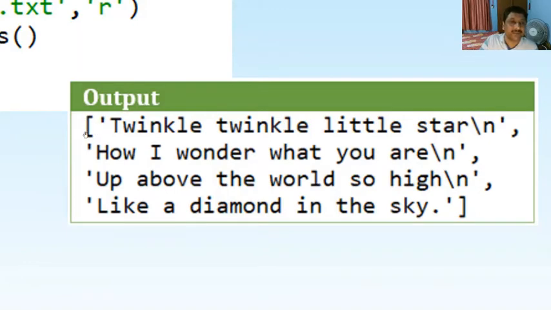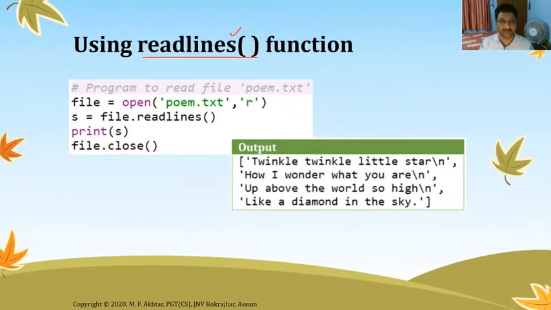See, it is a list, because we have earlier learned that the readlines function reads the entire file data, but returns the data as a list data type. So it is in square brackets, and each line is separated by a comma, and is within single quotation marks. This is how the output is shown.